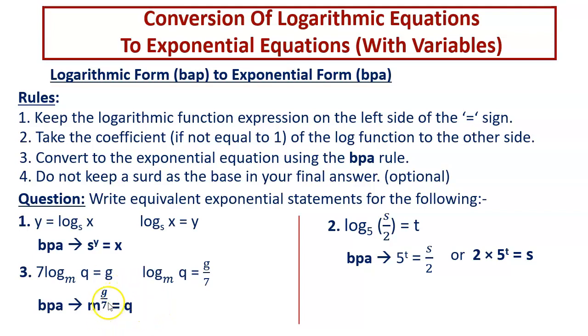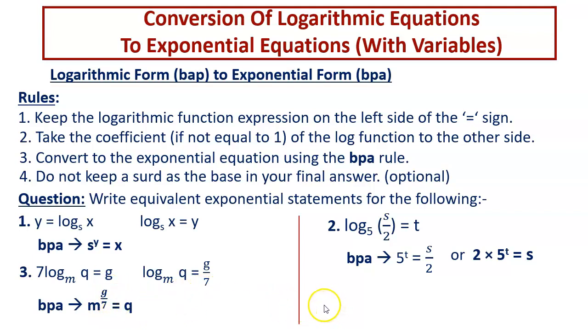I think this is better instead of writing it in the form of 7th root of m to the power of g and all those stuff. I think this looks better. Okay. So you keep it this way, m raised to the power of g over 7 equal to q. And if you don't understand what is 7th root and all those, just forget about what I have said just now. It is m raised to the power of g over 7 equal to q.